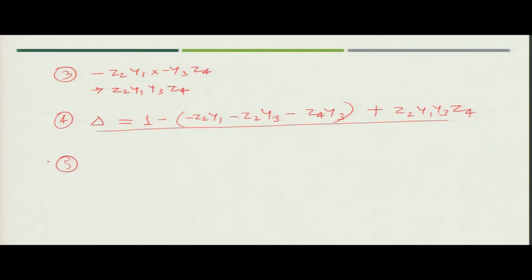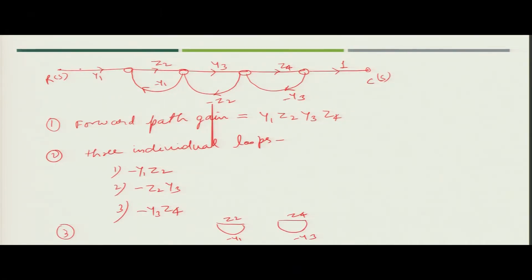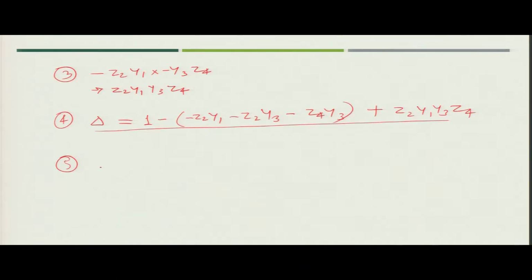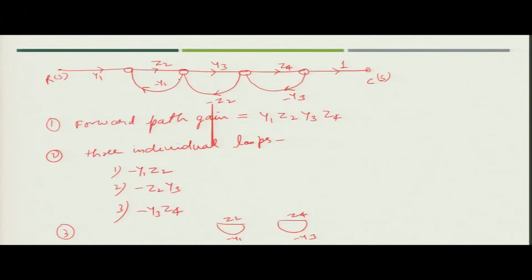Next, we have to see how many loops are not touching the forward path. If you see this particular forward path, all 3 loops which you can see in the signal flow graph are touching the forward path. So, in that case, what can you write? You can write delta 1, because we have only one forward path, equal to 1, because we do not have any loop which is not touching the forward path.